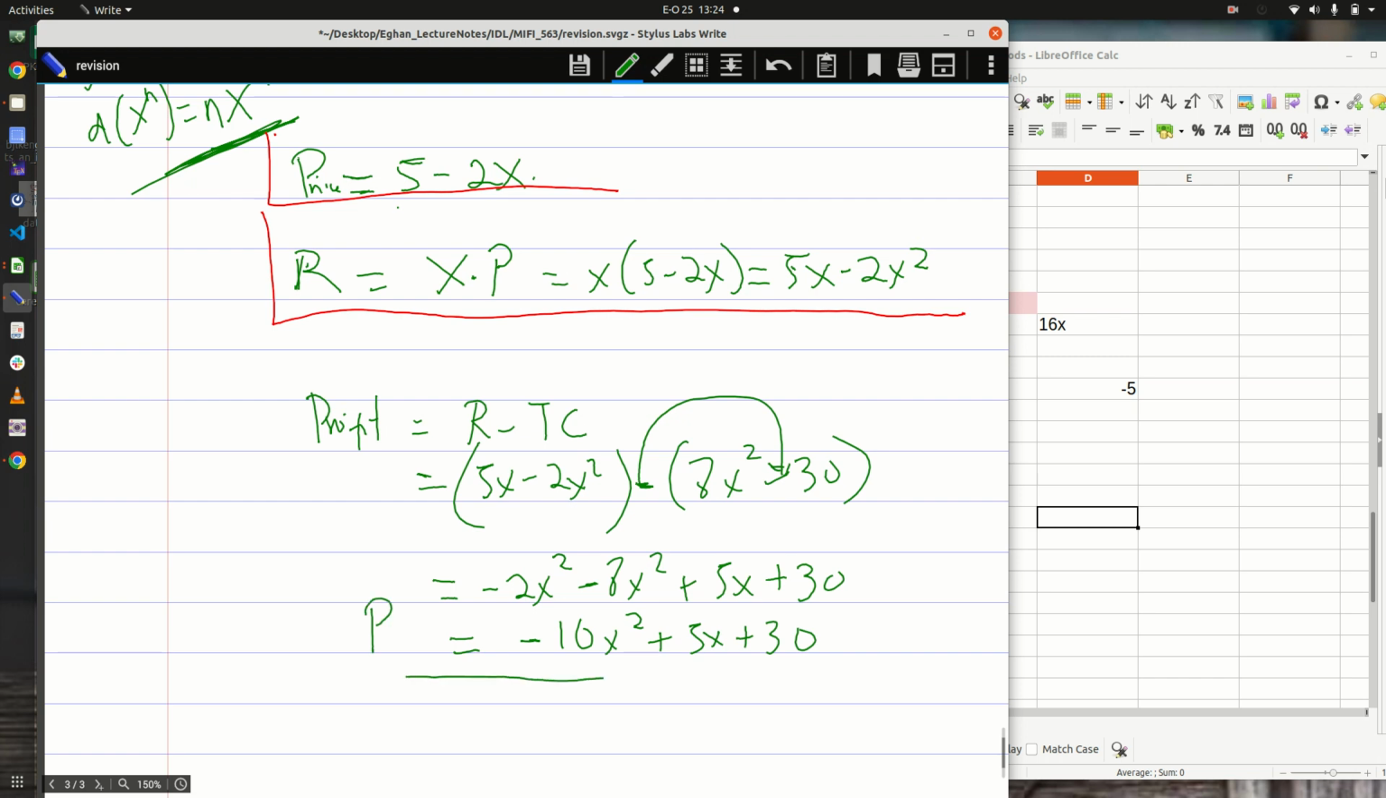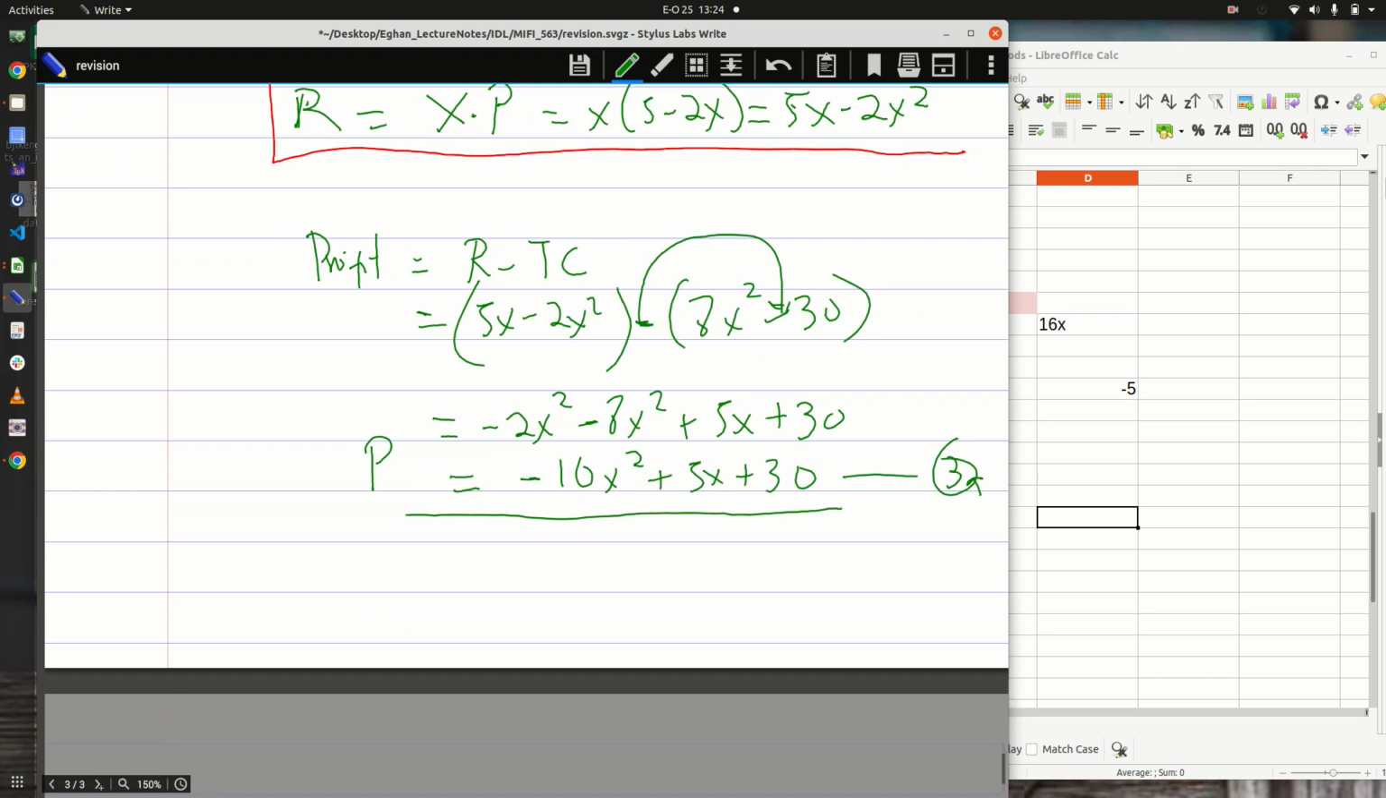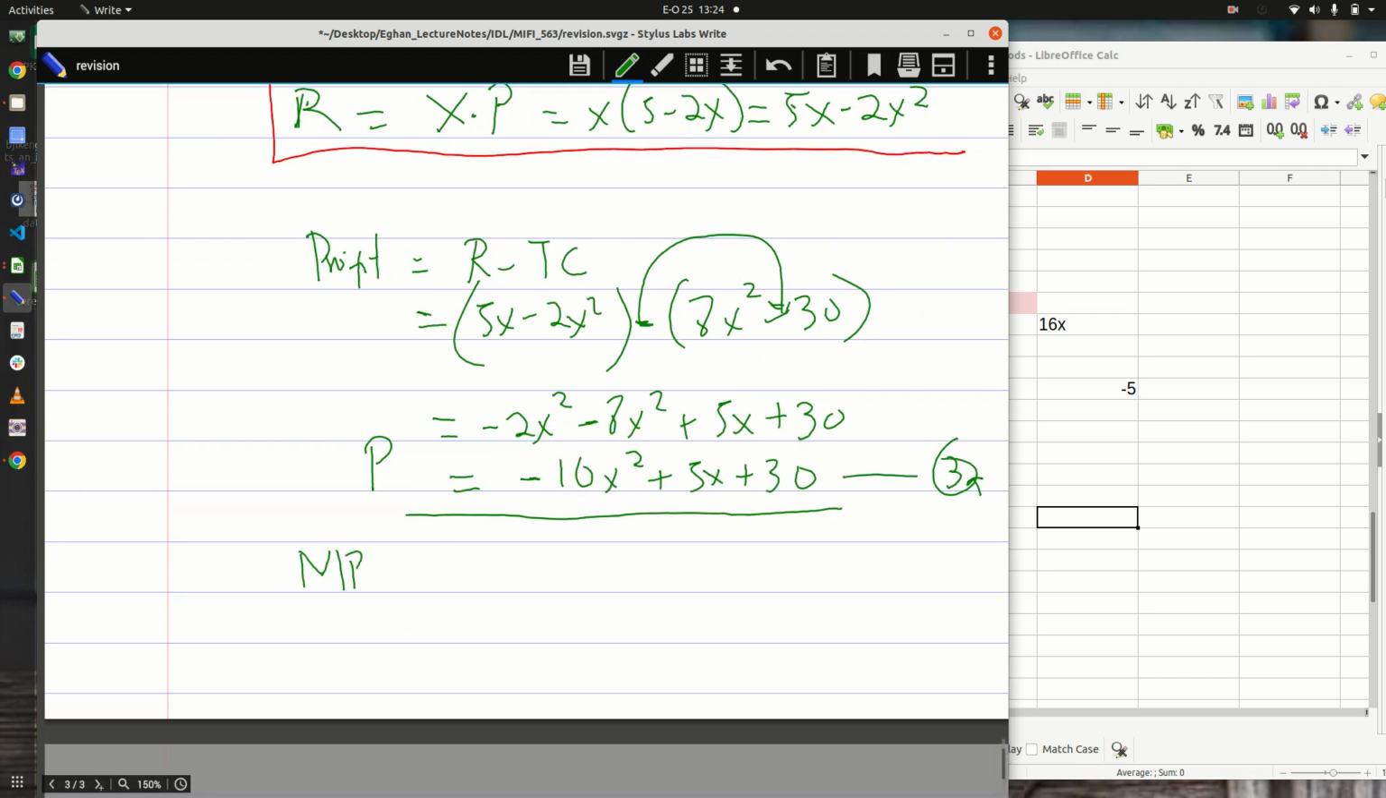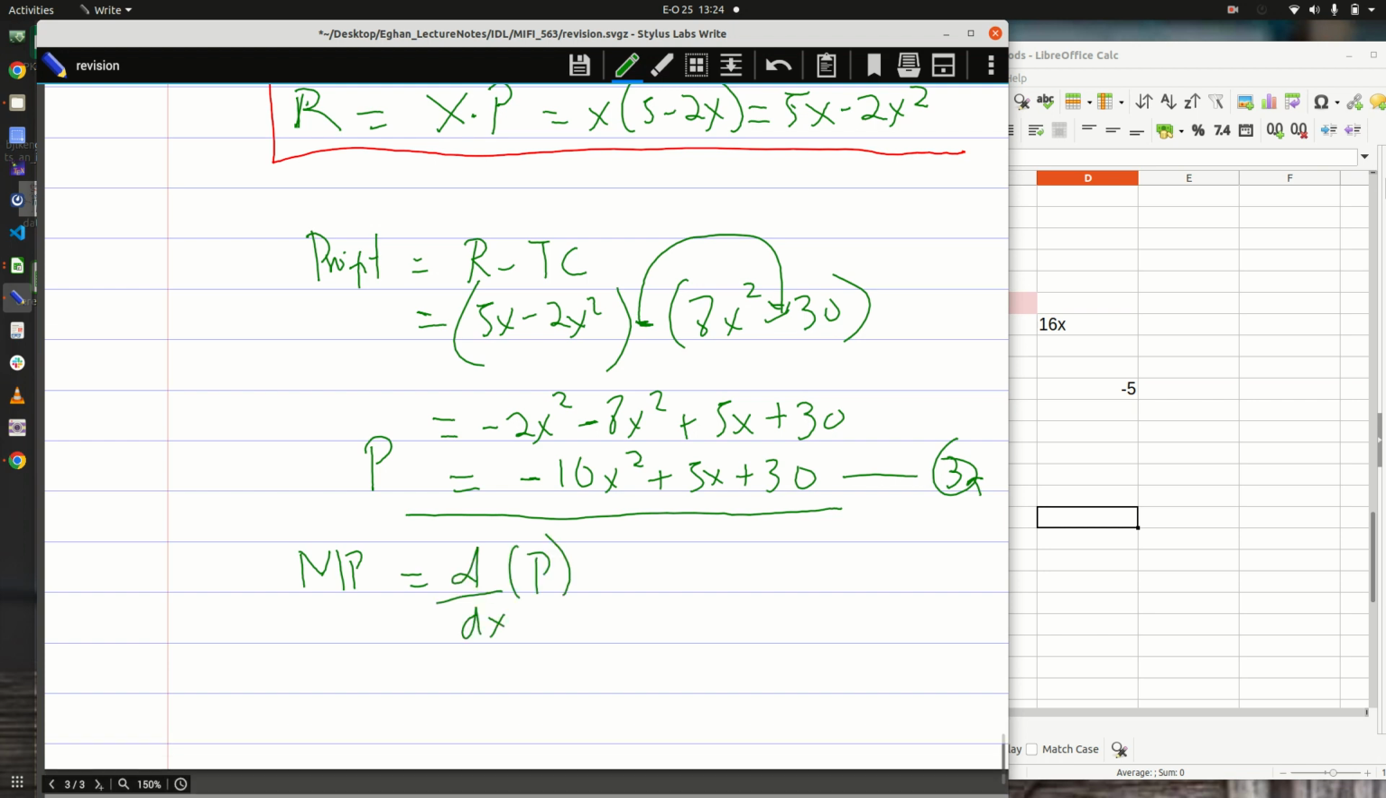So I'll use equation 3a. 3b can find the marginal profit, which will be the derivative of my profit. If I use the power rule again, you realize I'm going to get 2 times negative 10x plus 5. Differentiating a constant gives you 0, so I don't write anything.